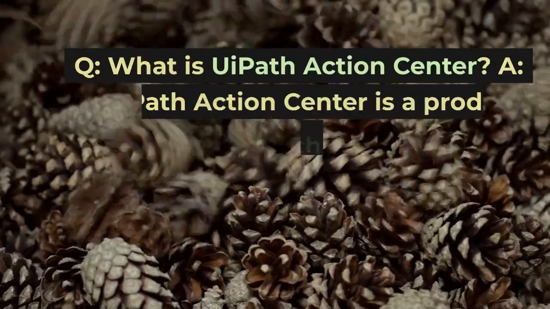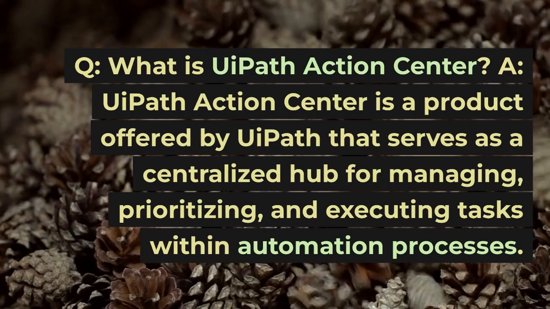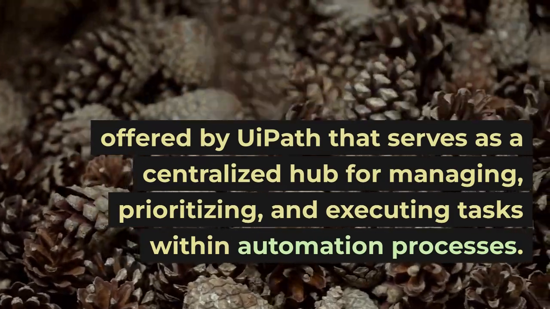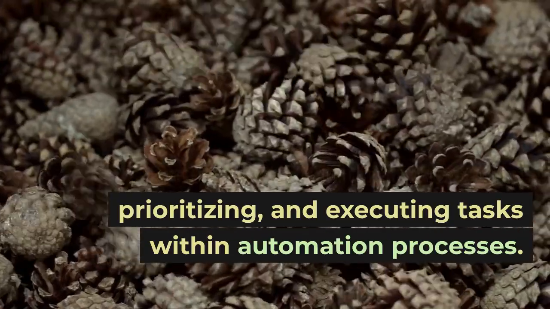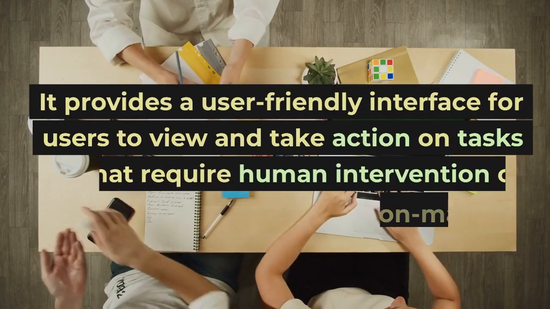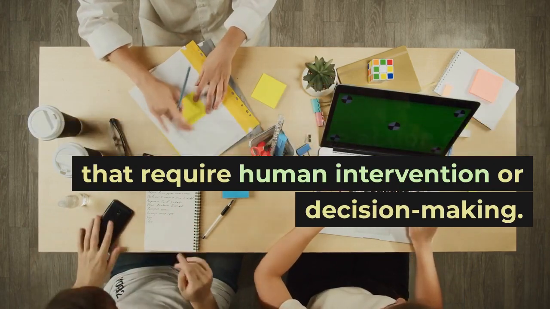Q. What is UiPath Action Center? UiPath Action Center is a product offered by UiPath that serves as a centralized hub for managing, prioritizing, and executing tasks within automation processes. It provides a user-friendly interface for users to view and take action on tasks that require human intervention or decision-making.